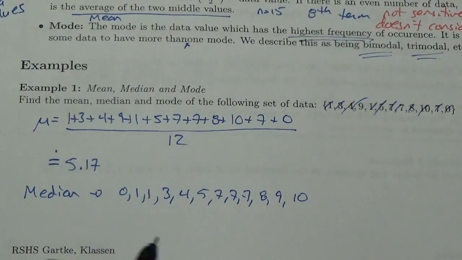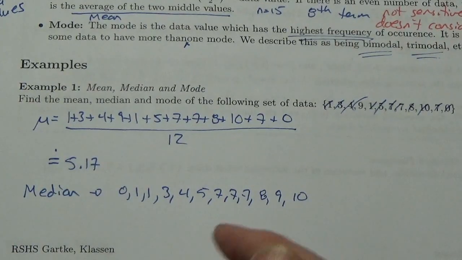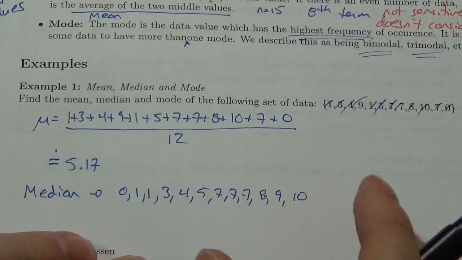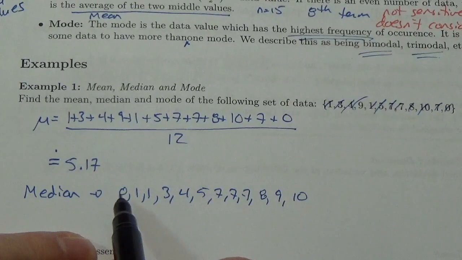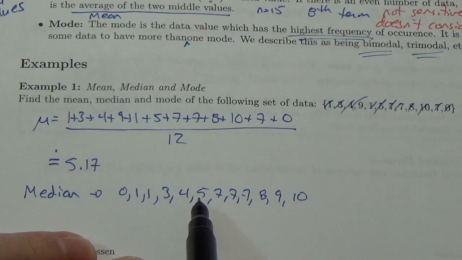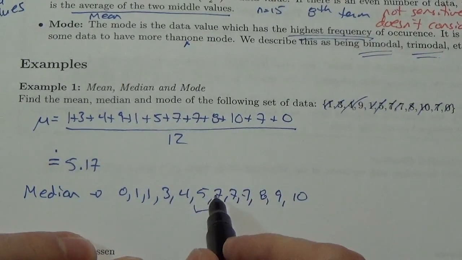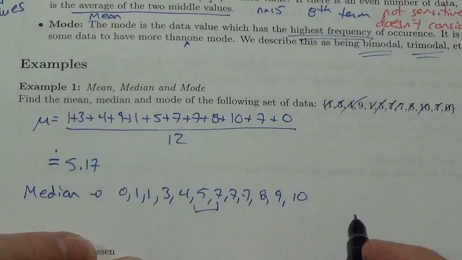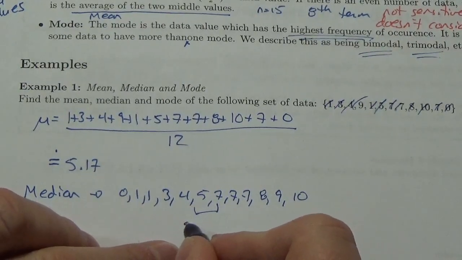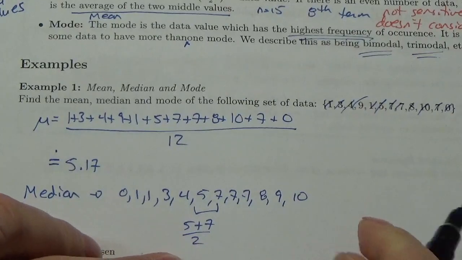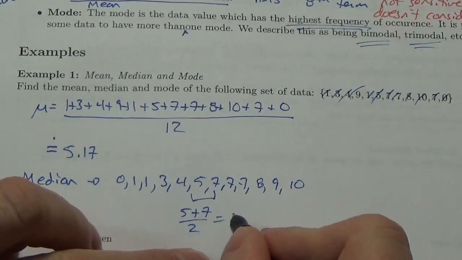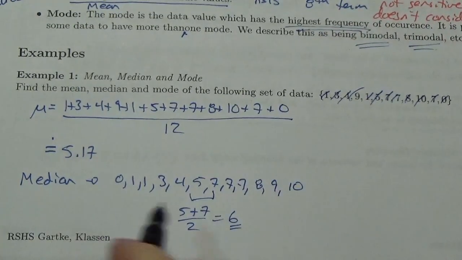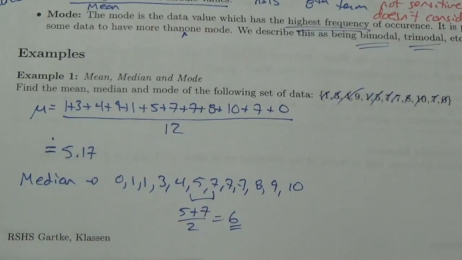Yeah, 12. Now with 12 values, I know that the median is going to be the average of the middle 2. So it's going to be 1, 2, 3, 4, 5, 6, and then the 7. So the 6th and the 7th terms are going to be the middle. So 5 plus 7 divided by 2, my median is going to be 6. And notice that that's not even one of the data values itself. So the median and the mean don't have to be.